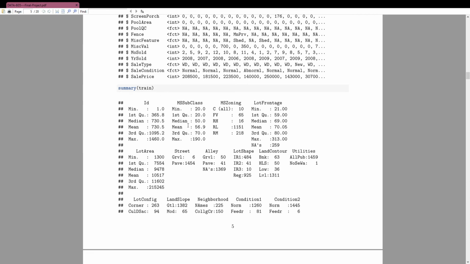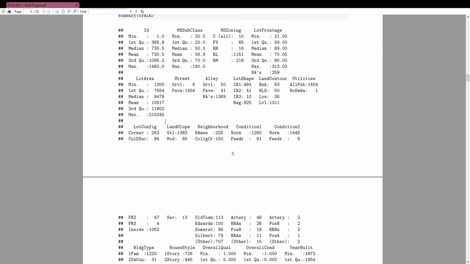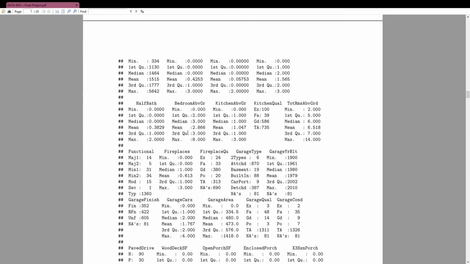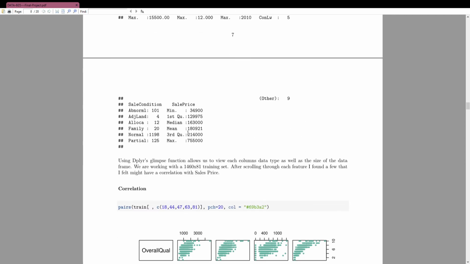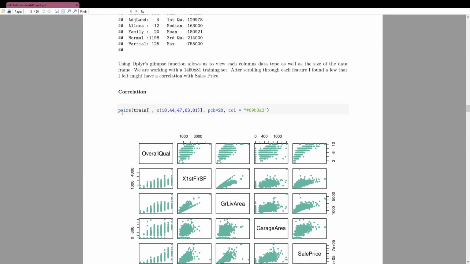Next, I took a summary of the training set that shows the 5-number summary for each column as well as the factor levels. It's a lot to take in scrolling through. So next we are going to move to our correlation plots.